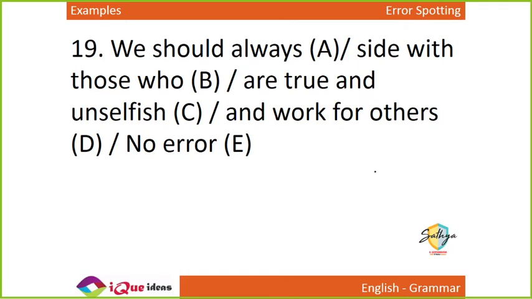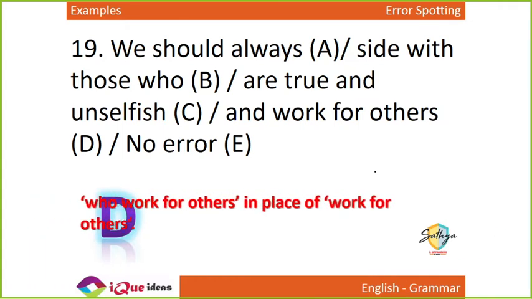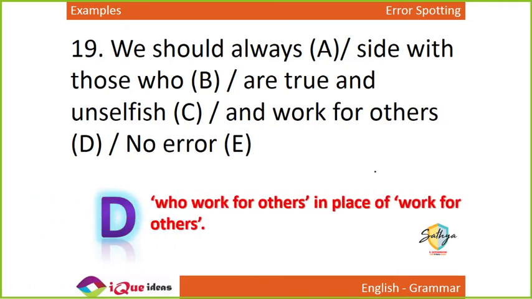Okay. So here is parallelism of verbs. When verbs are used, they should be used in the same form. So are true is actually a verb. So those who are true and those who work for others. Right? It cannot be work for others. It is who work for others. So we should always side with those who are true and unselfish and who work for others. And who work for others. That's the correction, Hardi. Those who are true and who work for others.